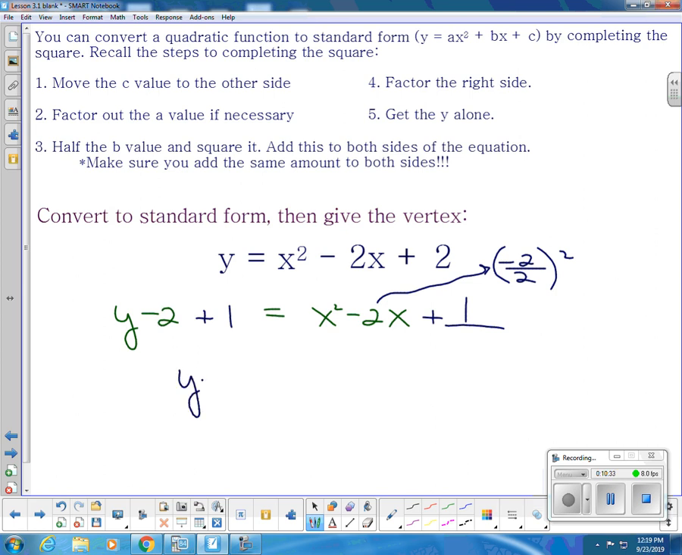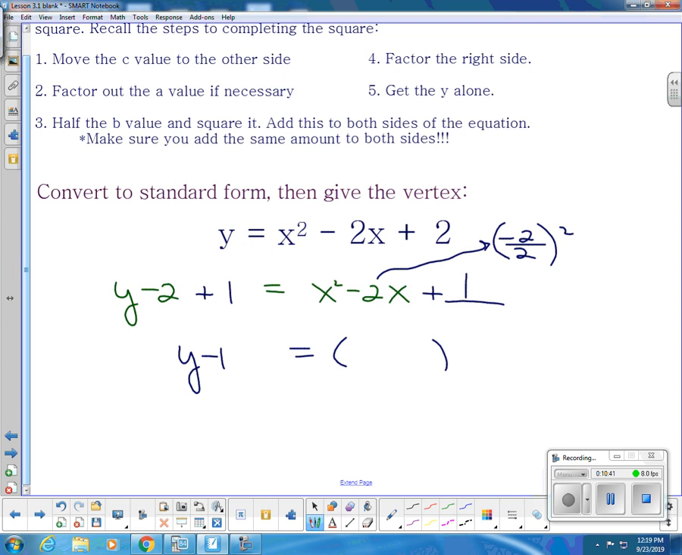Now, the left side is just y minus 1. This right side, we want to factor it. Now, we have made it so that when I factor this, it is a perfect square. It's going to be the same factor, x minus 1, x minus 1. So we don't want to write it that way, though, do we? Think of the form we want to get it in.